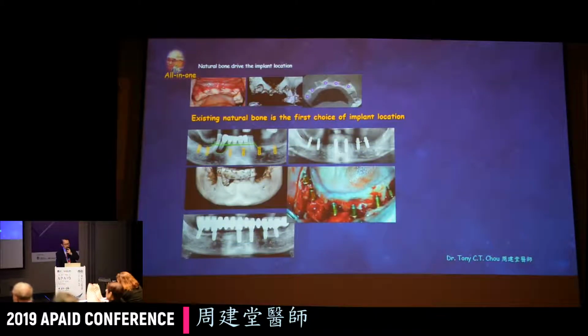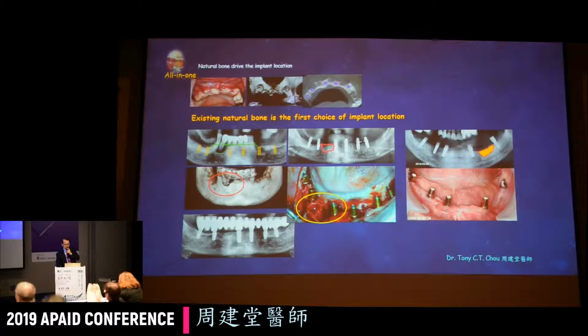And as far as possible, we avoid putting the implant in the defect area. Existing natural bone is the first choice for the implant location. So in this case, we avoid putting the implant in the defect area. Even if this area has bone grafting, we don't put it there. Like this case, the bone graft, we don't put in the defect area. So natural bone driven implant location in my one operation implantology is an important concept.